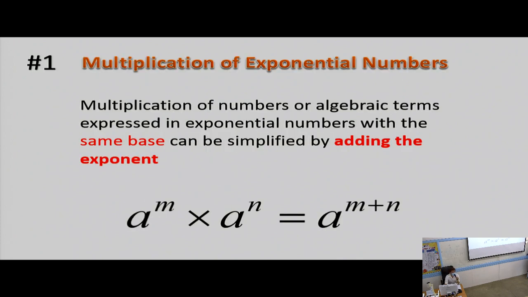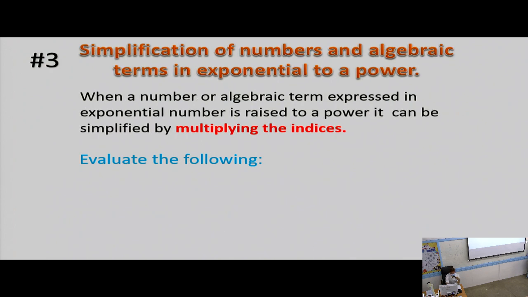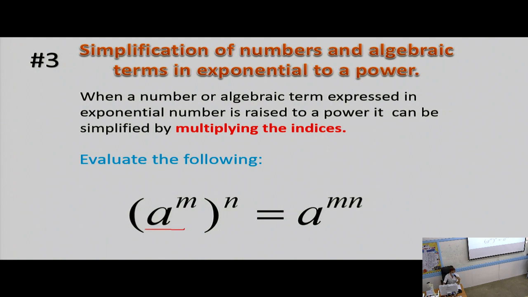Exponent rule number 1. Multiplying exponential numbers with the same base, add the exponent. Addition if you're multiplying. Exponent rule number 2. When dividing exponential numbers with the same base, you are going to subtract the exponent. Exponent rule number 3. Raising an exponential number to a power, you are going to multiply the exponent. Okay? We're done with those 3.